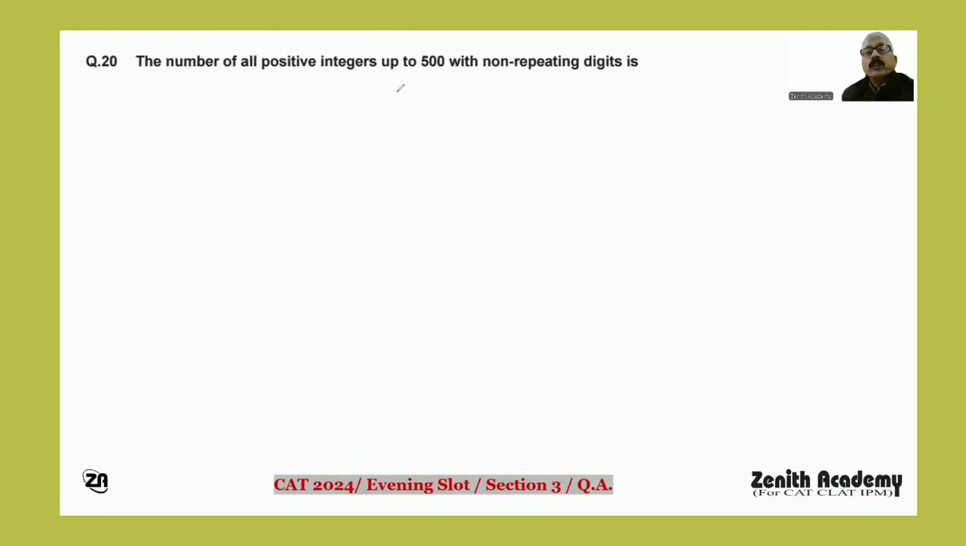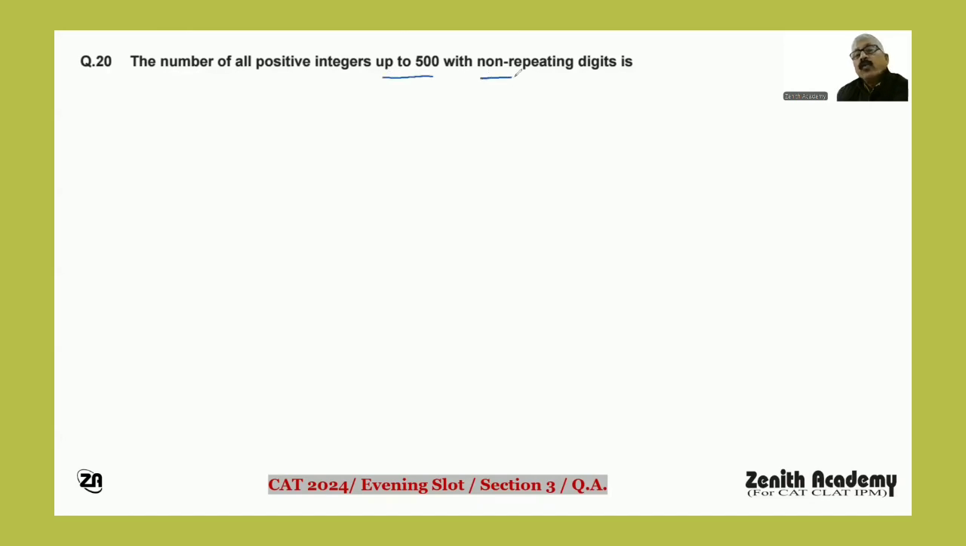See this. The number of all positive integers up to 500 with non-repeating digits. This is a simple question of PNC where repetition is not allowed. So the number of all positive integers means how many numbers are there from 1 to 500 where repetition is not allowed. Correct? So see, single digit numbers 1 to 9, then double digit numbers from 10 to 99, and then 100 to 500, three digit numbers, with non-repeating digits.